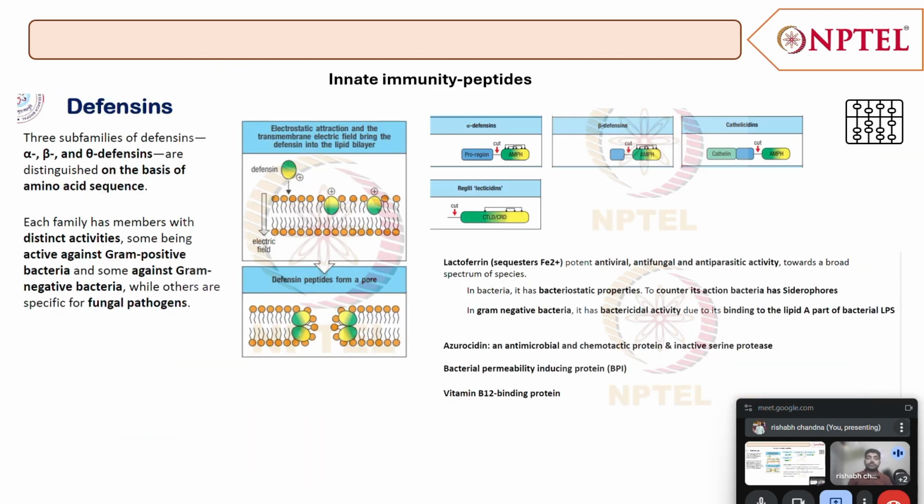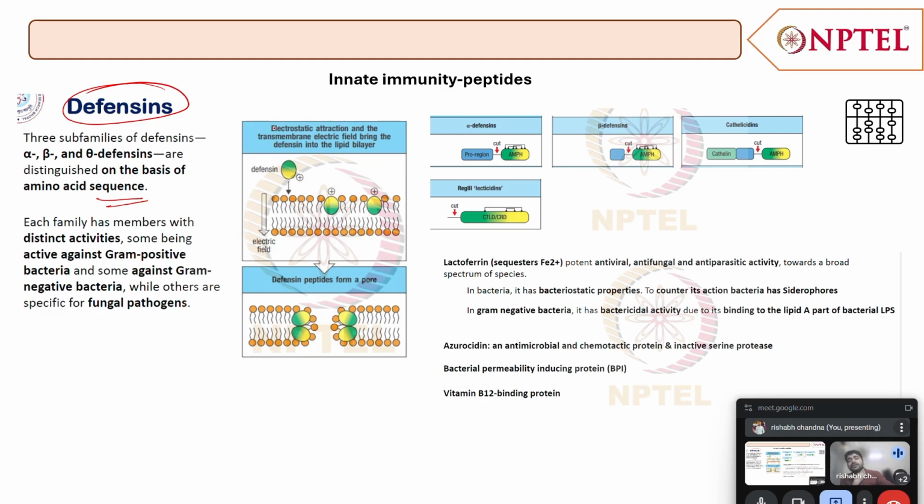Okay, so let's move on. Then we have certain biochemical barriers also that we call antimicrobial peptides. The most important are defensins. Defensins are basically divided into three types: alpha, beta, and theta defensins. And they are divided on the basis of the amino acid sequence that we can see.